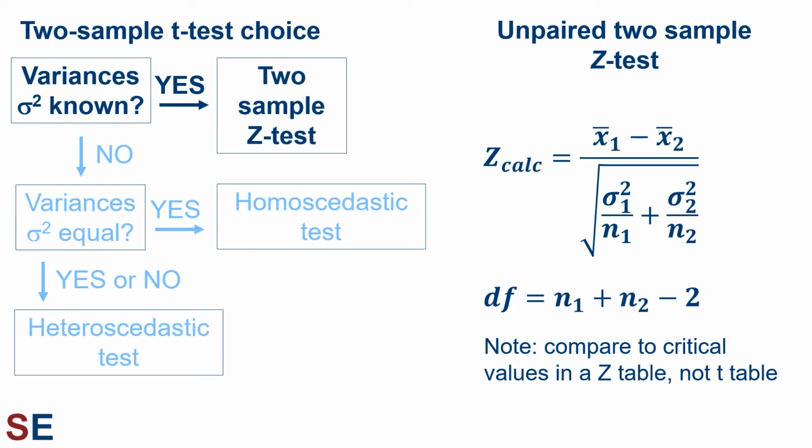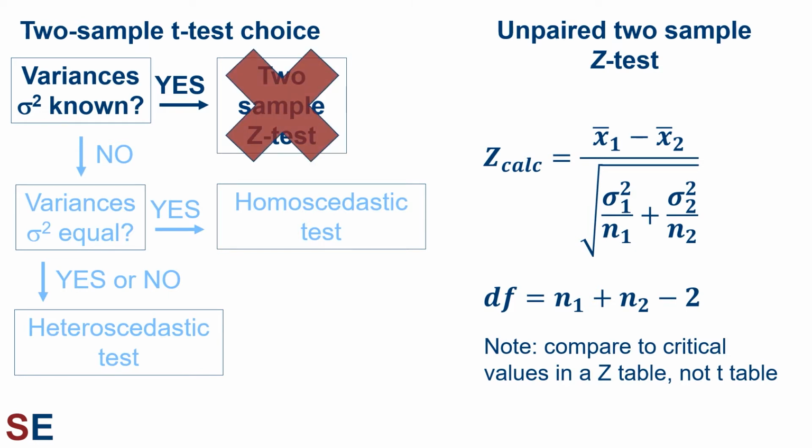For this test, our z-calculated value comes from the equation shown, and the degrees of freedom is the sum of the sample sizes minus 2. We compare our calculated value to the z or normal distribution instead of the t-distribution to determine the significance of the test. In reality, you should never do this test unless you have huge sample sizes and feel very secure in your estimate of the population variances. This is somewhat unrealistic, so I personally don't recommend ever doing this test.